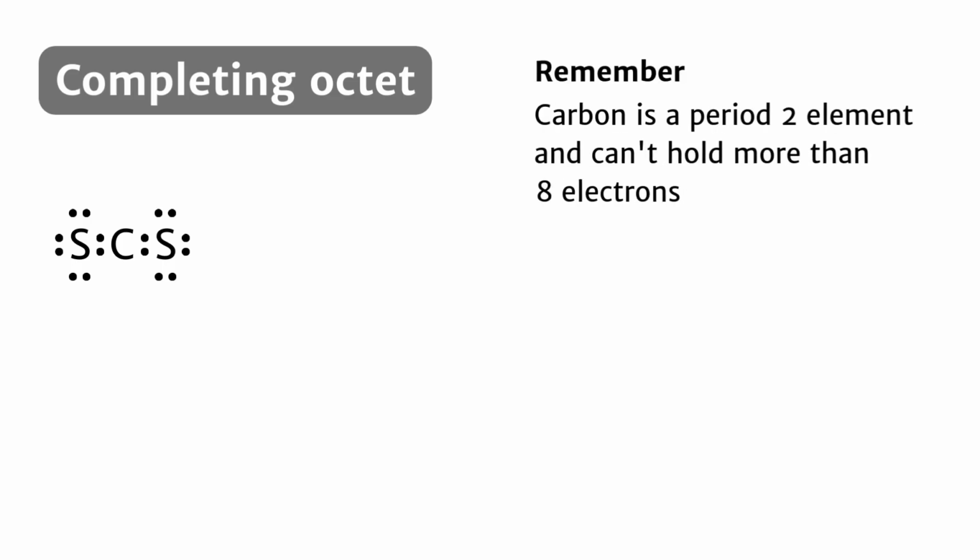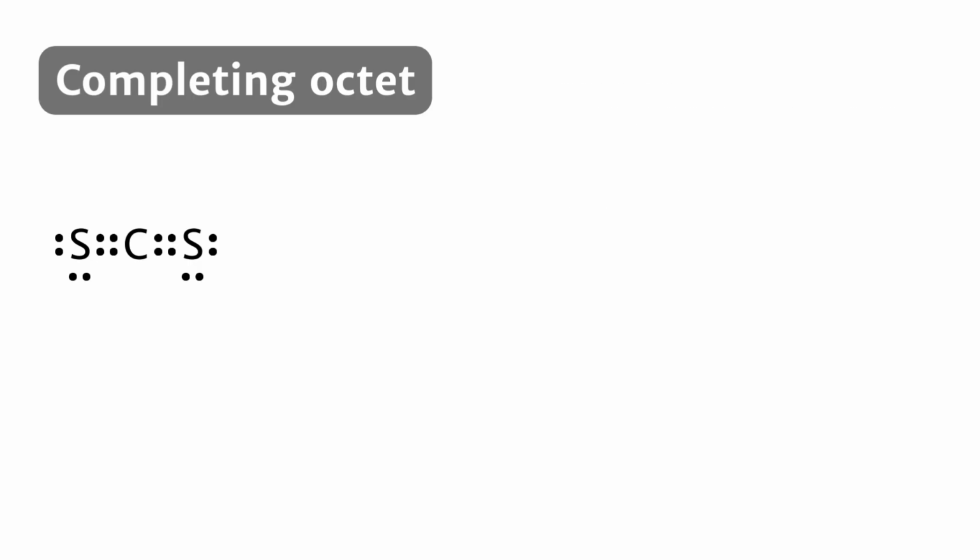It's important to remember that carbon is a period 2 element and cannot hold more than 8 electrons in its outer shell. The carbon atom already has 4 valence electrons and requires 4 more to complete its octet. Therefore, we will convert 1 lone pair from each sulfur atom and transfer them to the carbon atom to form chemical bonds. It can now be observed that the central atom, carbon, and the 2 outer sulfur atoms all satisfy the octet rule. Therefore, the octet rule is met.